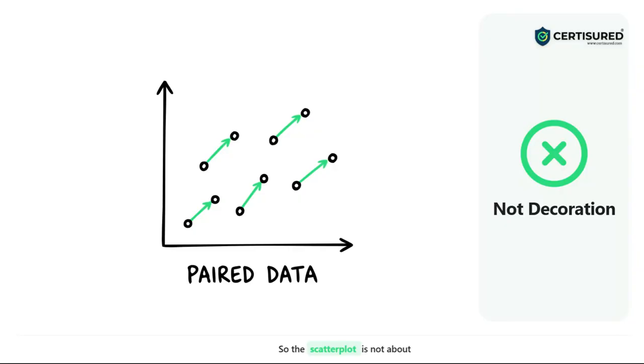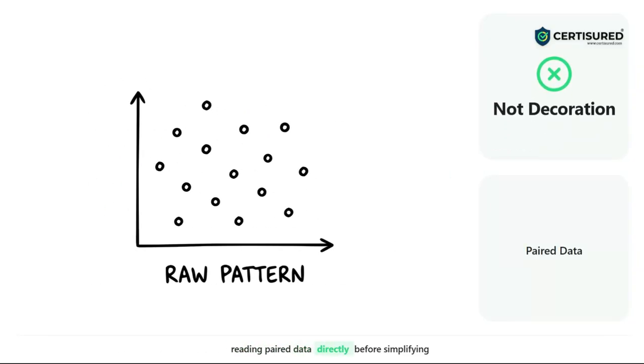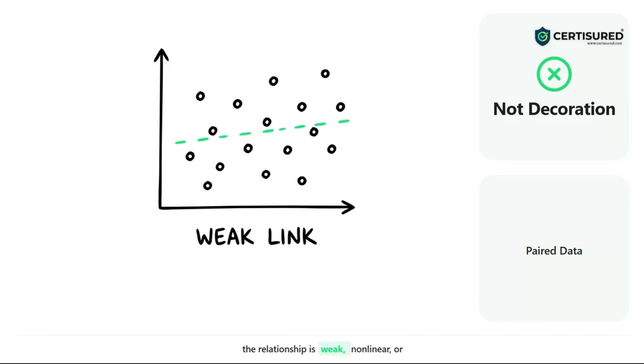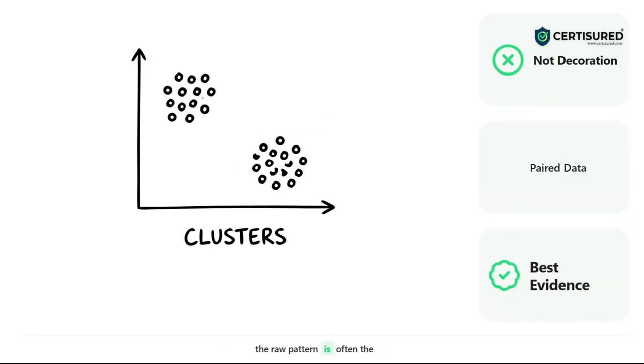So, the scatter plot is not about decoration. It is about reading paired data directly before simplifying it. When the relationship is weak, nonlinear, or interrupted by clusters, the raw pattern is often the best evidence you have.